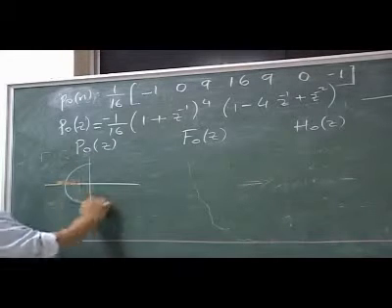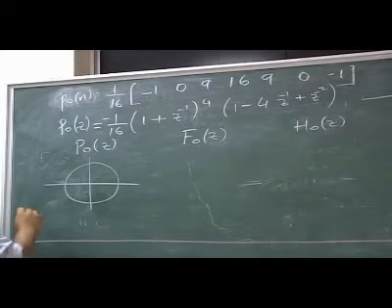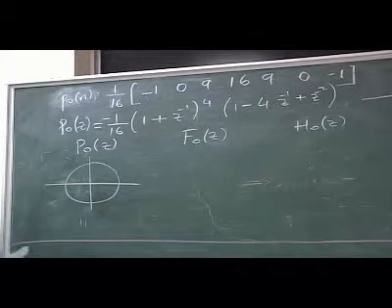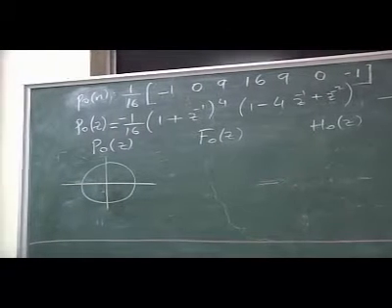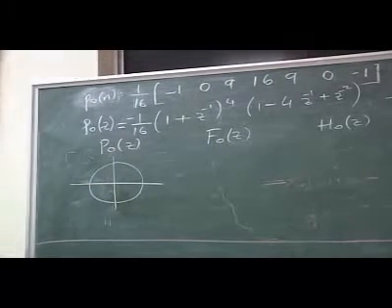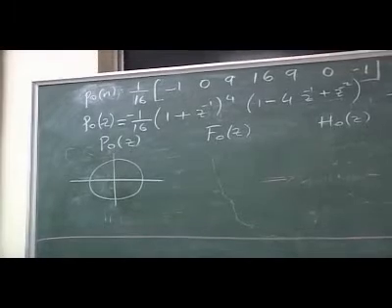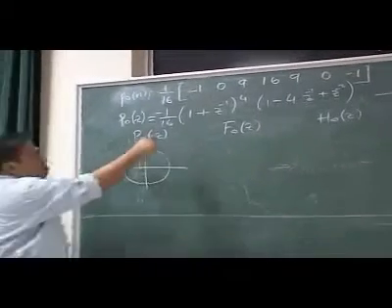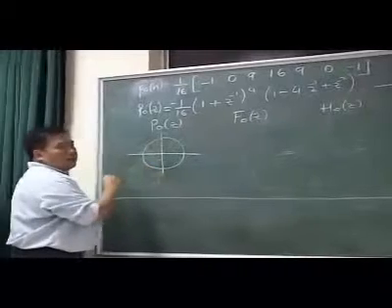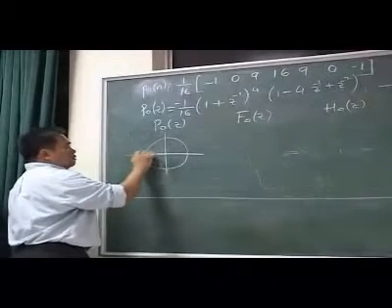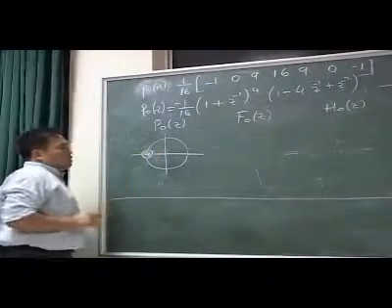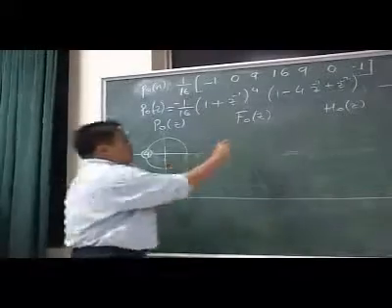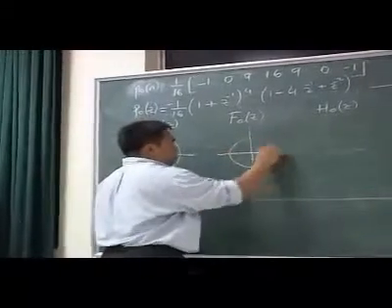So let's see. So where are the zeros for P naught? There are how many zeros at pi? Minus 1? 4. So there are 4 zeros, minus 1. And where are the other zeros?